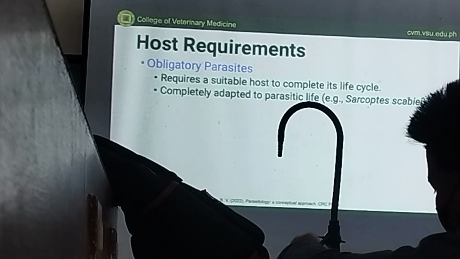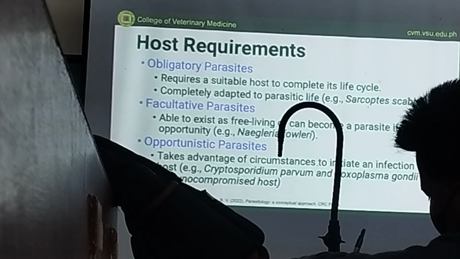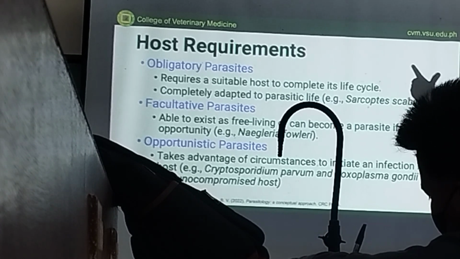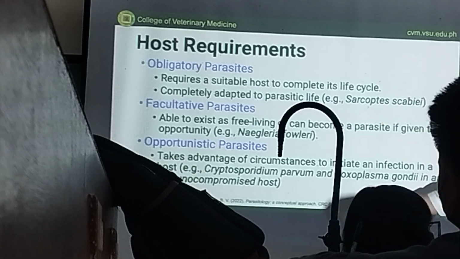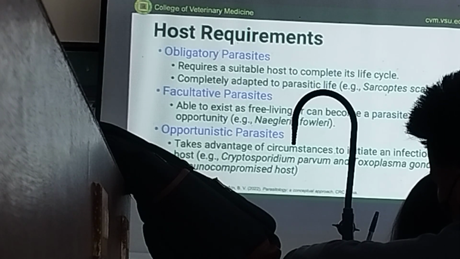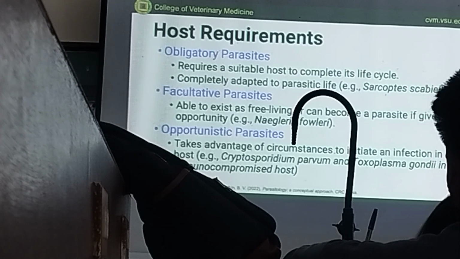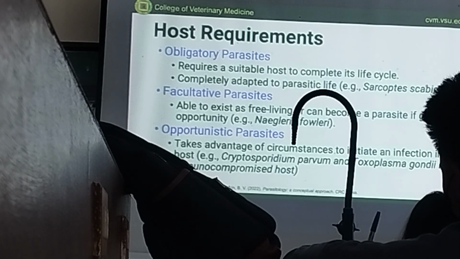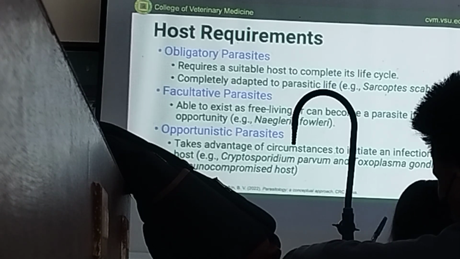Okay, based on host requirements, it could be an obligatory parasite, facultative, or opportunistic. Obligatory: the definition requires a suitable host to complete the life cycle, but the strict definition is that it's completely adapted to the parasitic life. Your Sarcoptes scabiei or the mange in dogs, which results in scratching in dogs. Basically, this parasite is living just in dogs. And therefore, they're transmitted by direct contact. They cannot go outside, they cannot survive that. So they are just isolated in dogs. They are obligatory parasites.